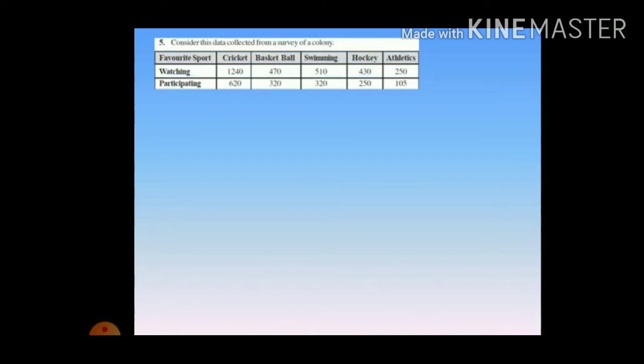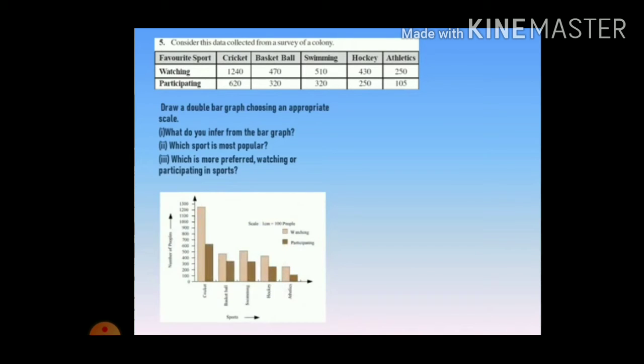Now let's move to the next question, that is the fifth question. In the fifth question here we have this data, that is about how many people are watching and participating in sports in a colony. Now let's look at the question. The first part is to draw a double bar graph using the given data, and then the first question, what do you infer from the bar graph, then which sport is most popular, and which is most preferred, watching or participating in sport? Now let's go to the bar graph.